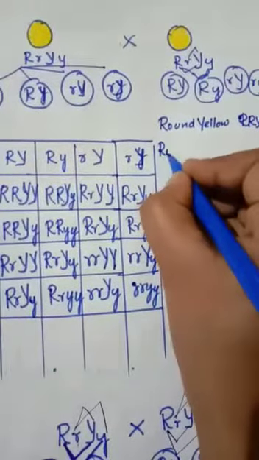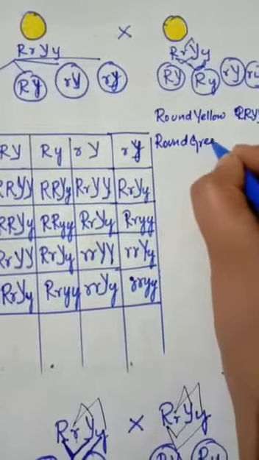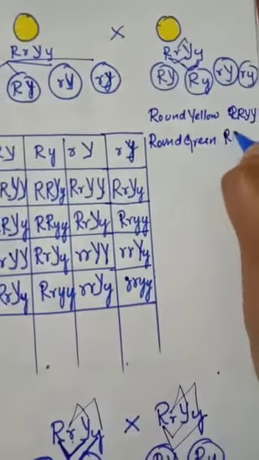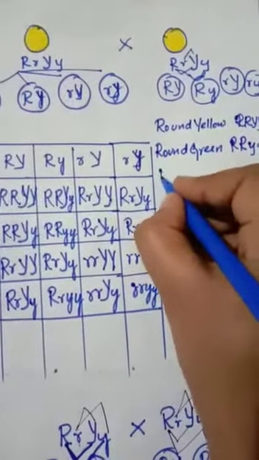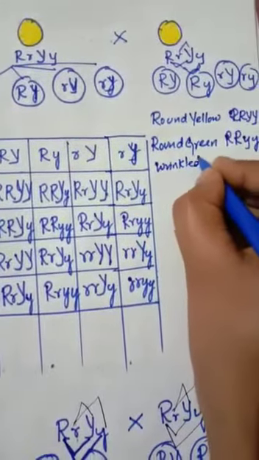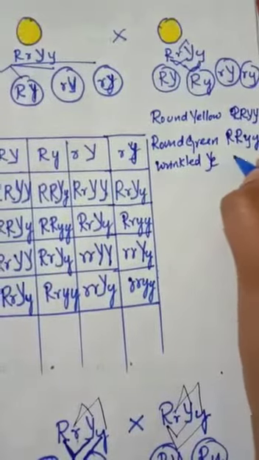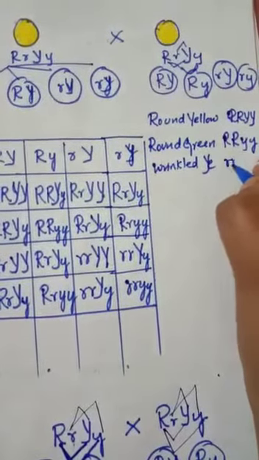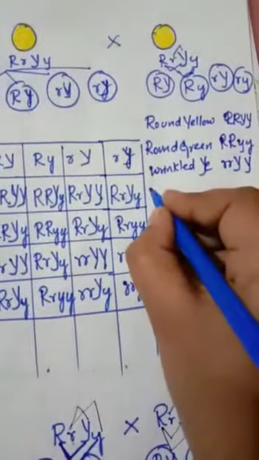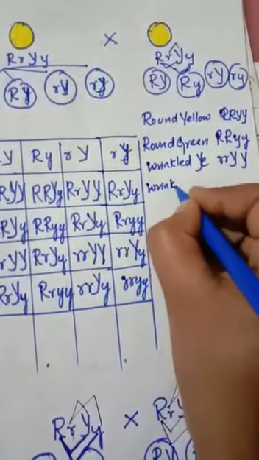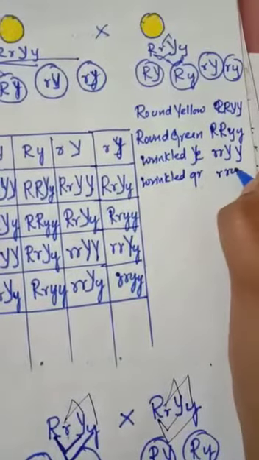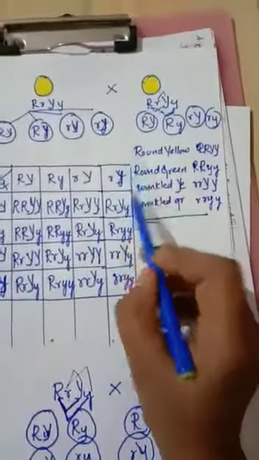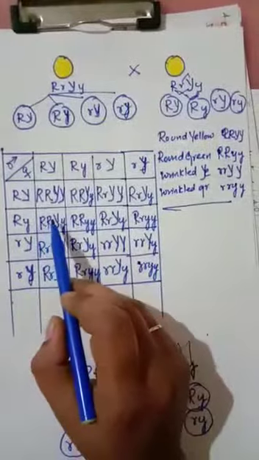Next we saw round green, that is capital R with small y. The next character we saw was wrinkled yellow, right? So that is small r with capital Y. And next we saw wrinkled green. So that is small r, small r, small y, small y. Now using this you need to tell me the color of the seed and the shape of the seed.